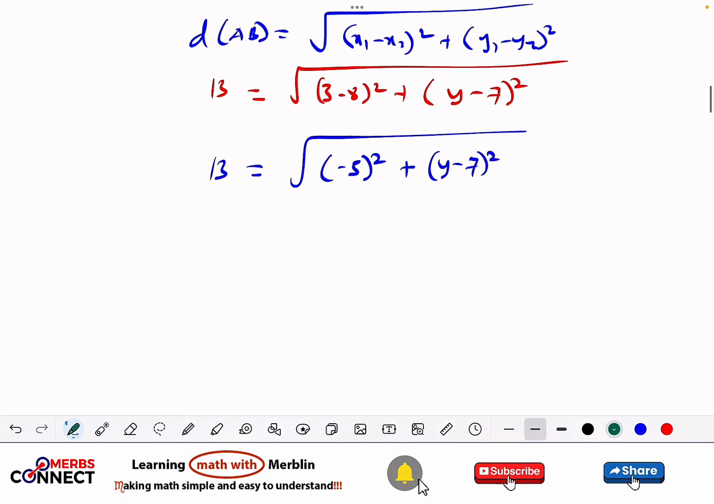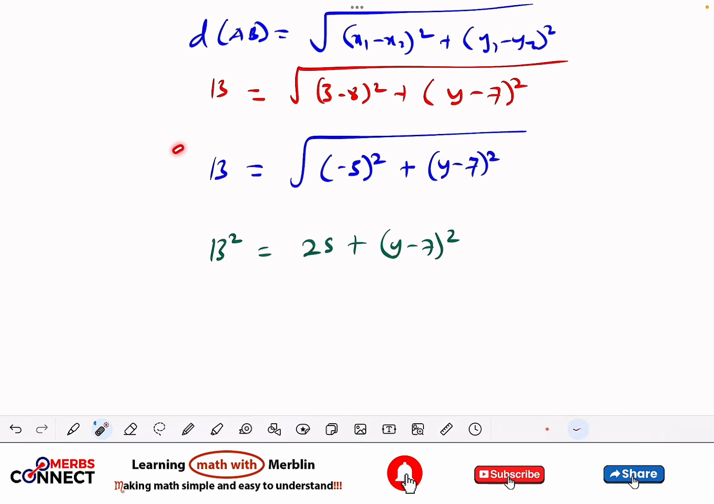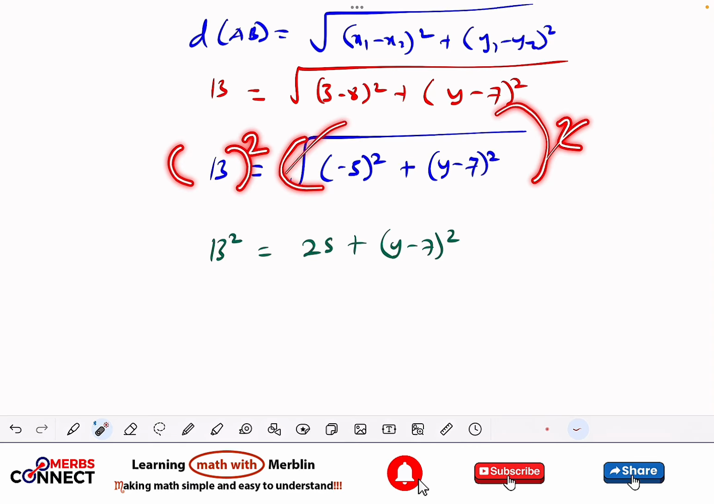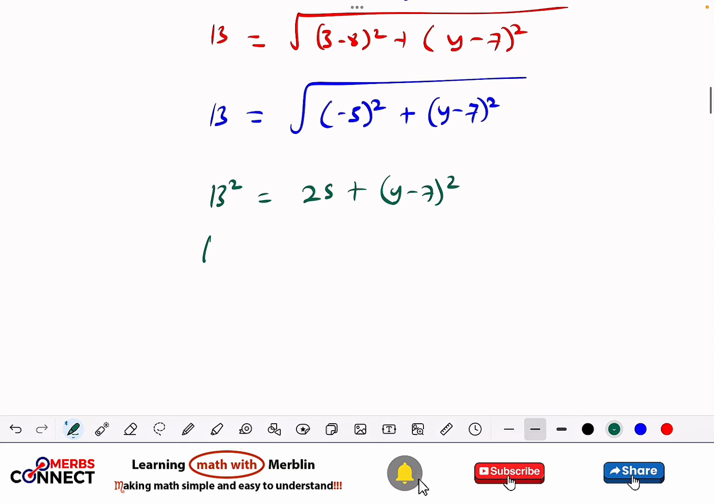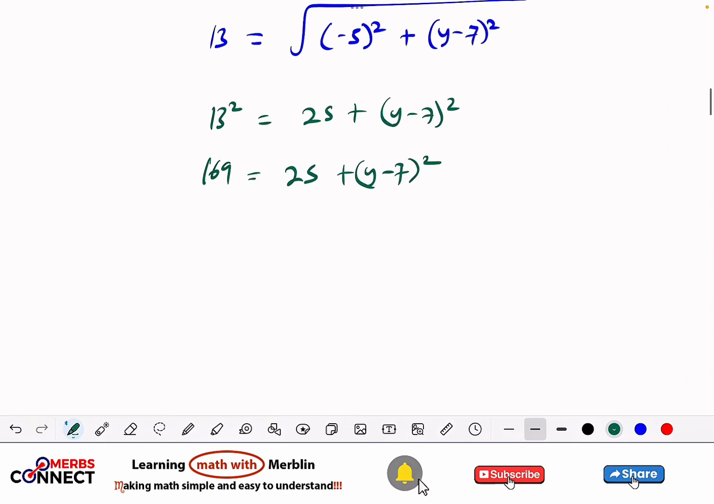This is one strategy that you can use every day. I'm going to square both sides, and I'm going to have 13 squared is equal to what is under the square root. Minus 5 squared is 25, plus (y minus 7) all squared. Because I'm squaring both sides, this will cancel that. So 13 squared is 169. Then minus 25 plus (y minus 7) squared. Same idea, move the 25: 169 minus 25 is equal to (y minus 7) all squared.